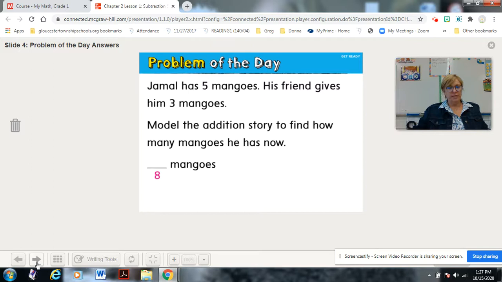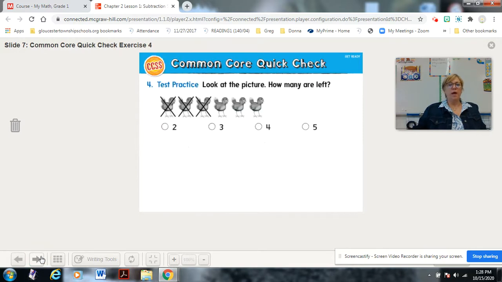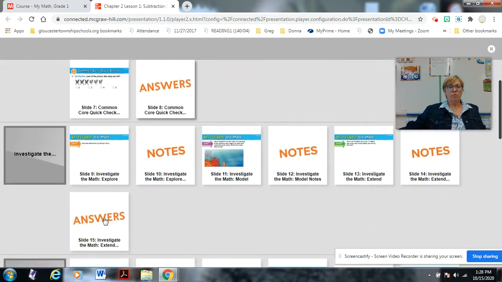And the answer is 8 mangoes. Good job. Okay, let's look at the next one. All right, here we go. Look at the picture. How many are left? Pause and count, and then play to check your answer. That's right. 3 birds are left. Good job. All right, let's go to our next.